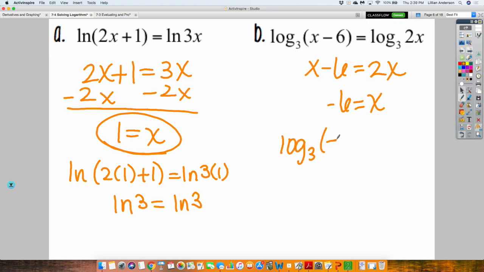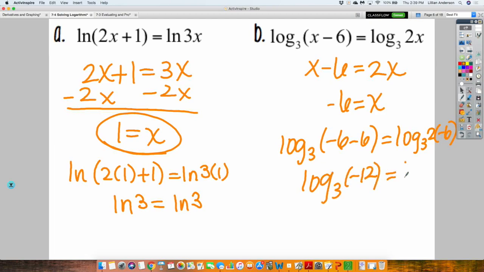So this becomes log base 3 of negative 6 minus 6 equals log base 3 of 2 times negative 6. What's negative 6 minus 6? Can you take the log of a negative number? No. And even though the left side does indeed equal the right side, you cannot take the log of a negative number. So that means this answer is extraneous, and so your final answer is no solution.